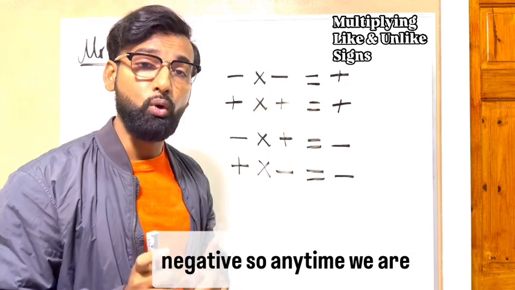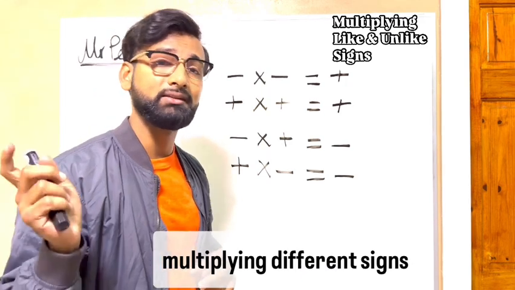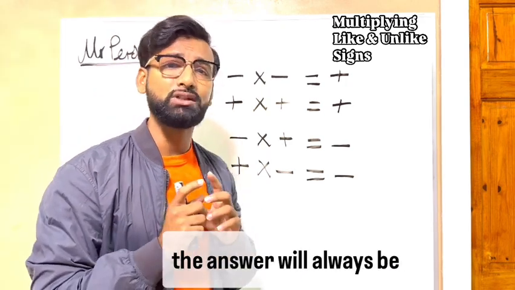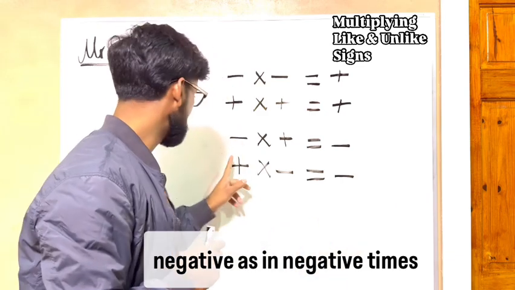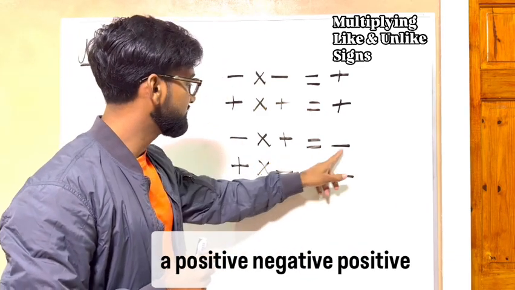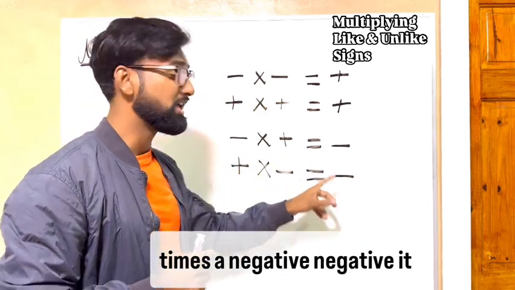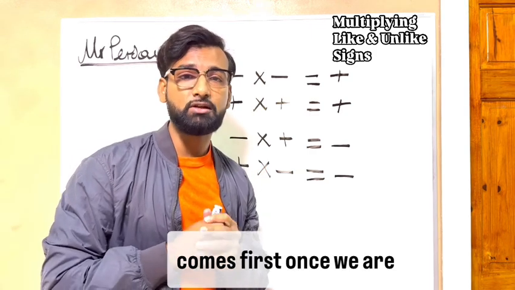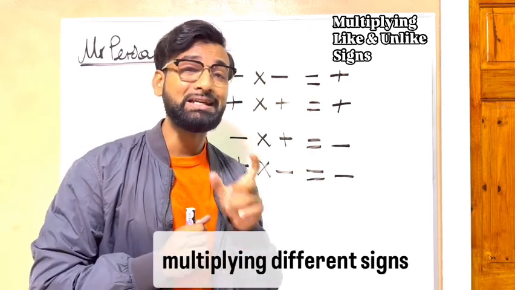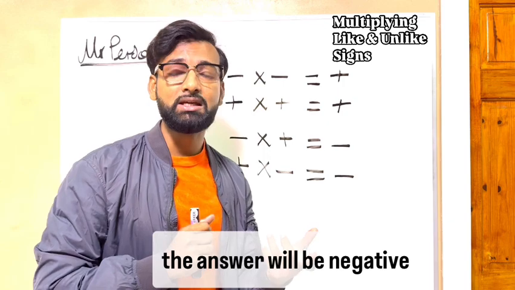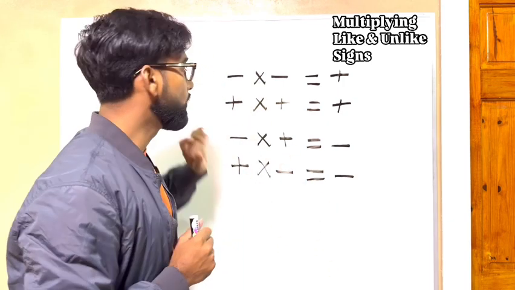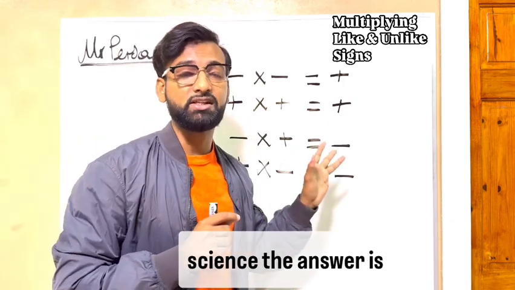So anytime we are multiplying different signs, the answer will always be negative, as in negative times a positive, negative, positive times a negative, negative. It doesn't matter which sign comes first. Once we are multiplying different signs, the answer will be negative. But once we are multiplying same signs, the answer is positive.